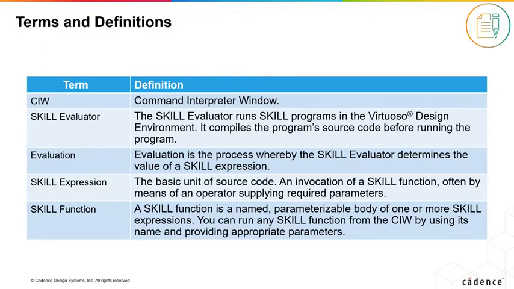A skill function itself is a named parameterizable body of one or more skill expressions. And then you can run any skill function from the CIW by using its name and providing the appropriate parameters. In skill and in this class, we will refer to both a procedure and a function interchangeably. So we don't differentiate between the two in this class.